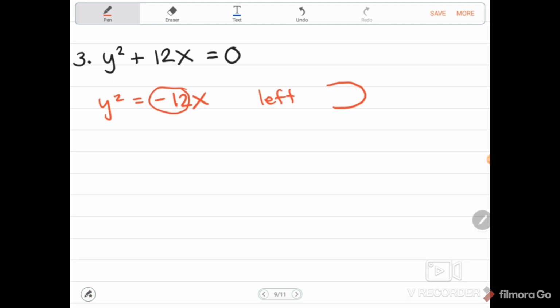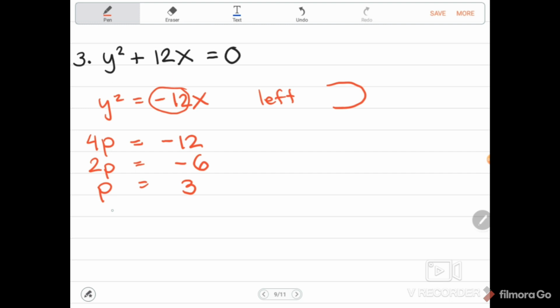Then, next step, get the 4p. What is the value of 4p? The constant, that is negative 12. Get the 2p and p. What is the value of 2p? That is negative 6. What is the value of p? That is 3. So, yan. Tapos na. Okay?